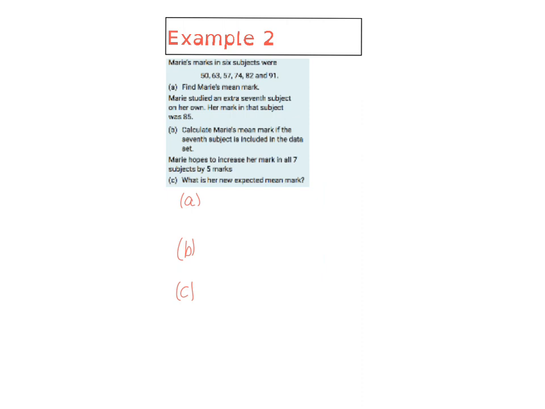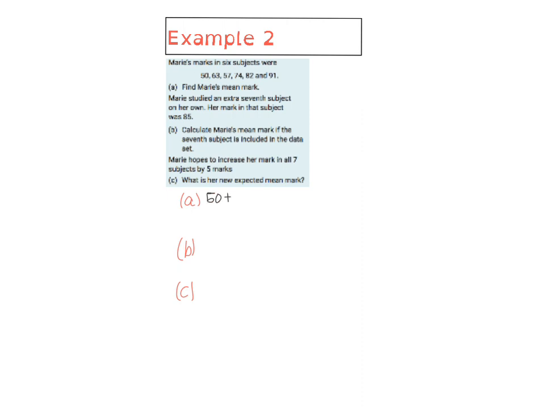Okay, so example 2. Marie's marks in 6 subjects were the following: 50, 63, 57, 74, 82, and 91, and they ask us to find Marie's mean mark. So again, to find the mean, you're going to take all of Marie's marks, add them together, and divide by the number of marks, by the number of subjects that she took tests in.